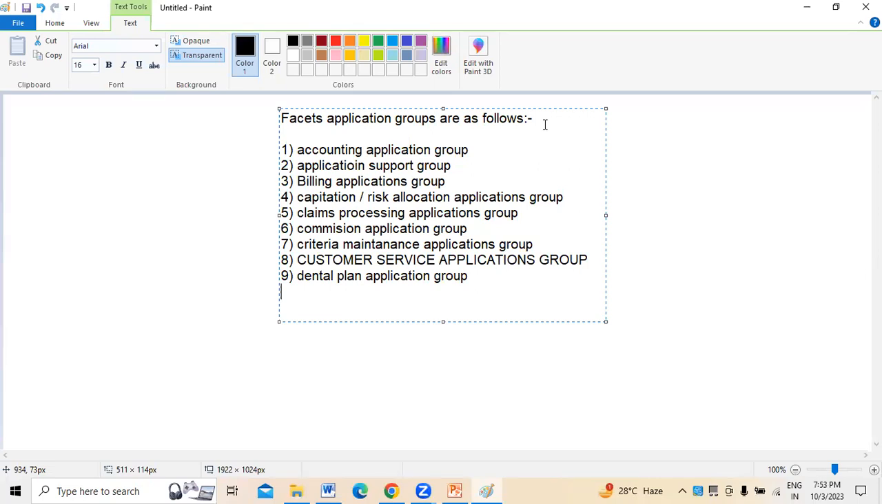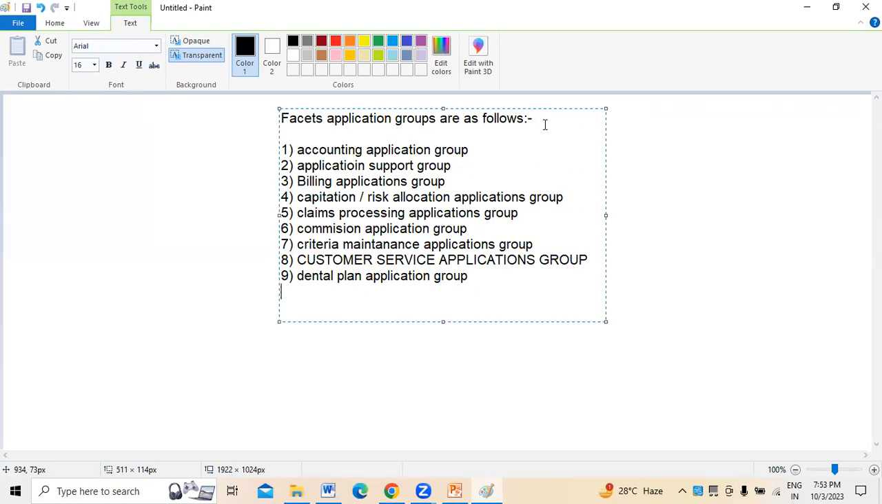So at the same time, audit information, if there is any audit information available relating to the application, whatever the transactions we are performing and all. So all this information comes under the application support group. This is what generally we do.